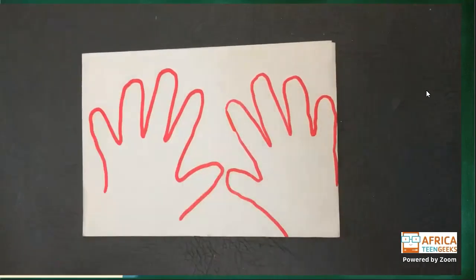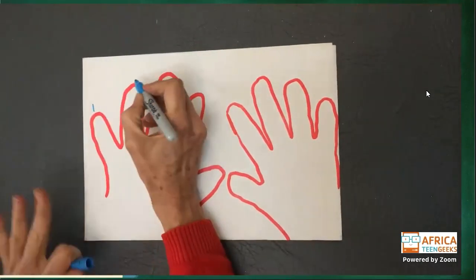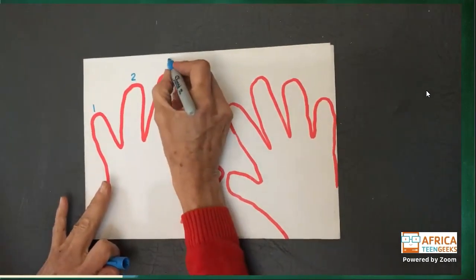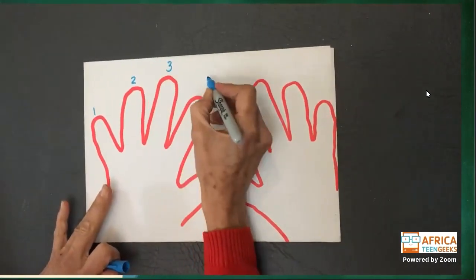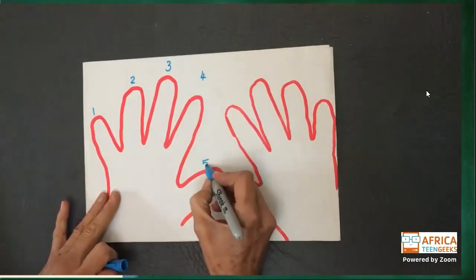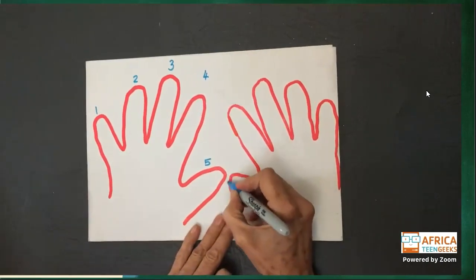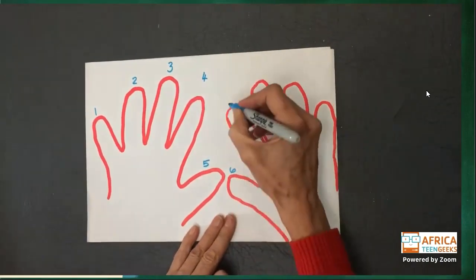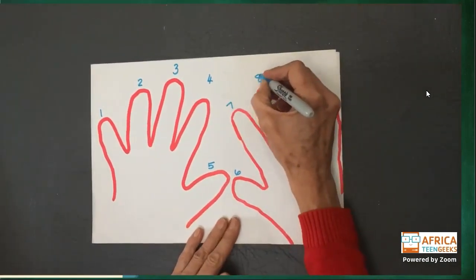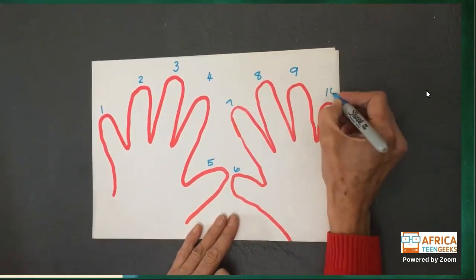This finger is number 1. That ring finger on your left hand is number 2. That long finger is number 3. Pointy finger number 4. Thumb number 5. Over to the right hand, right thumb number 6. Pointy finger number 7. Long finger number 8. Ring finger number 9. Little finger number 10.